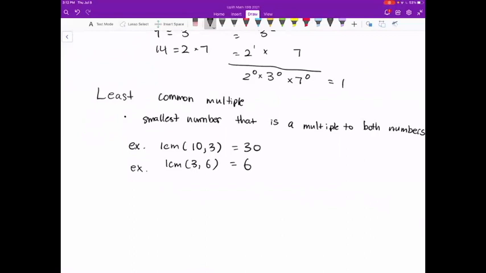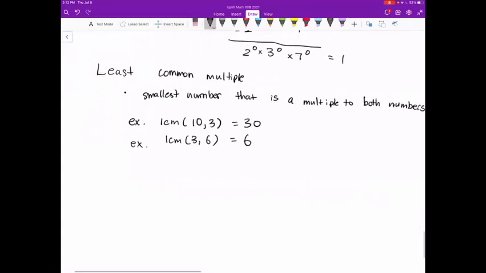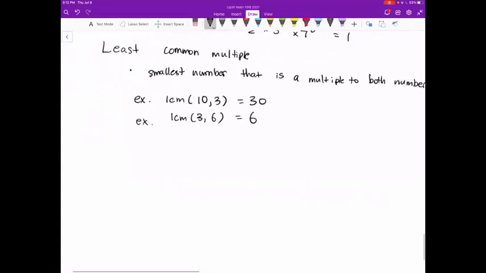The only case where you can multiply the numbers and get the least common multiple is if they are co-primes. So if the two numbers are co-primes, like 10 and 3, then you can multiply them to get the LCM. So like GCF, we can use prime factorization to determine the LCM.